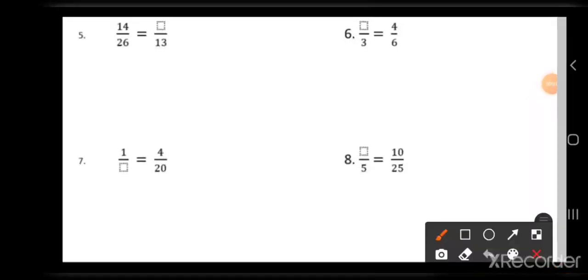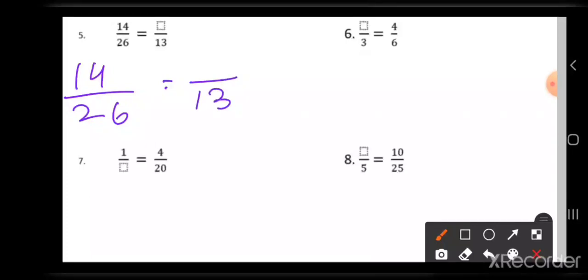Question number 5. 14 upon 26 is equal to dash upon 13. Now here we will divide because in the question the numbers are bigger, in the answer the numbers are smaller, so we will divide.